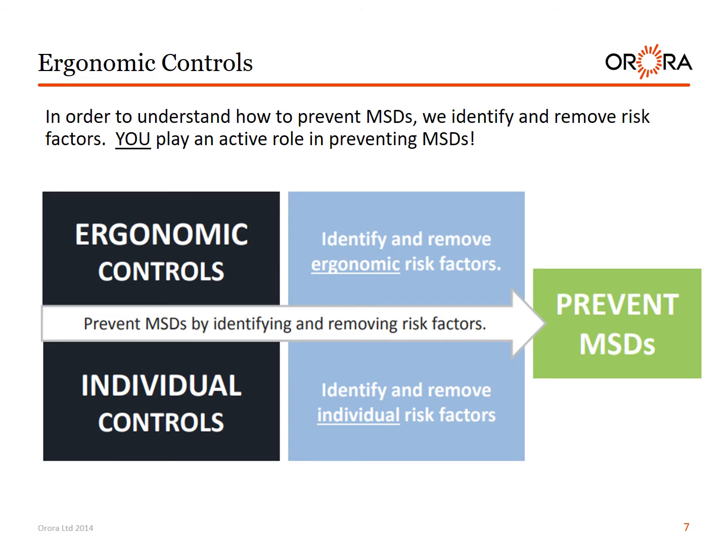Ergonomic controls. In order to understand how to prevent MSDs, we identify and remove risk factors. You play an active role in preventing musculoskeletal disorders. Two types of controls. Ergonomic controls identify and remove ergonomic risk factors. Individual controls identify and remove individual risk factors. Prevent musculoskeletal disorders by identifying and removing risk factors.